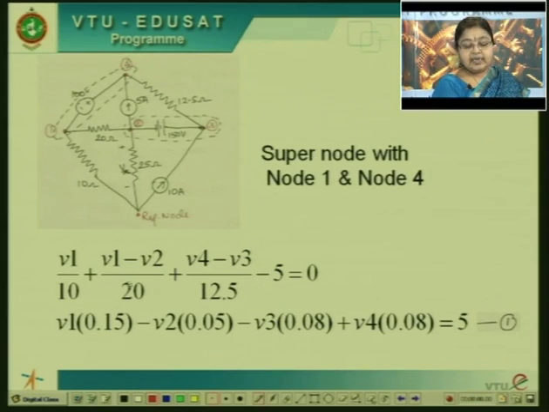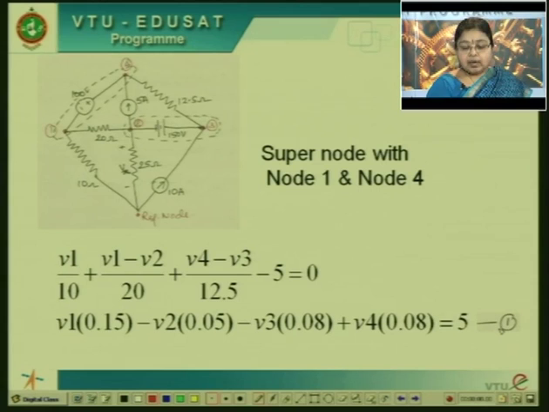The first 3 terms, if you observe, are positive because the current is leaving the node, and through the current source the current is entering node 4, so it has a negative sign. So we have written one super node equation formed with node 1 and node 4. If we separate the terms V1, V2, V3 and V4, we get the equation here, that is equation 1.